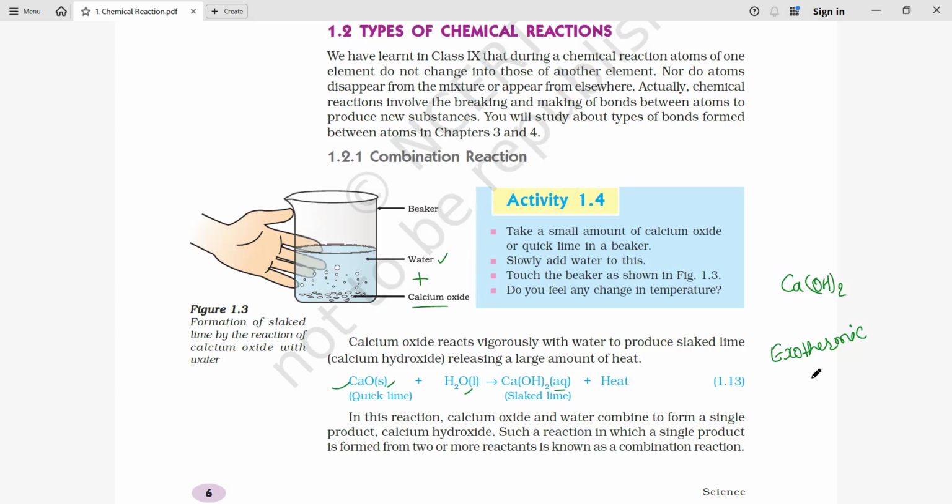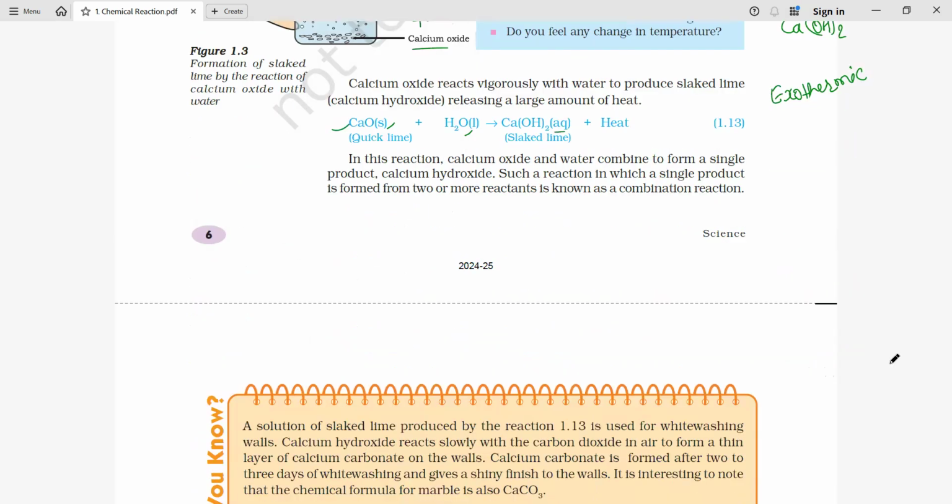तो ऐसे रिएक्शन को क्या बोलेंगे? एक्सोथर्मिक रिएक्शन. जहां पर दो रिएक्टेंट्स मिलके एक प्रोडक्ट बना रहा है, that is called the combination reaction. और here fortunately heat भी generate हो रहा है, so that is also called the exothermic reaction. So calcium hydroxide is the single product, whereas the reactants are two. Okay, so we have two reactants.